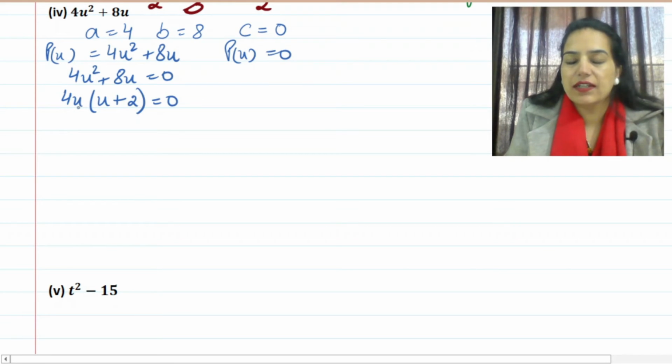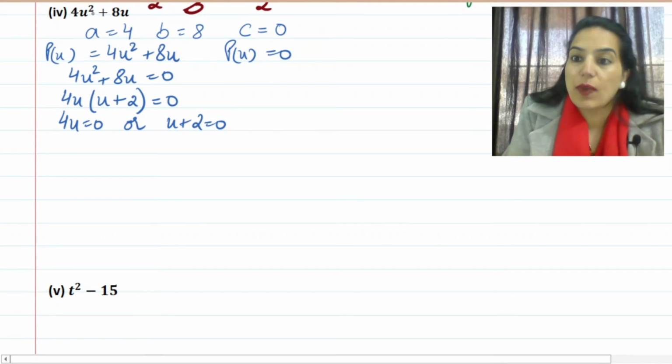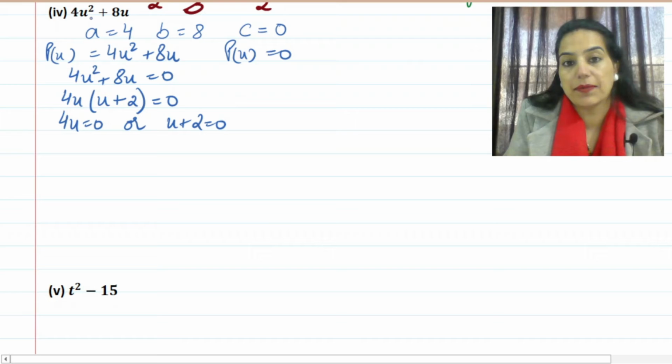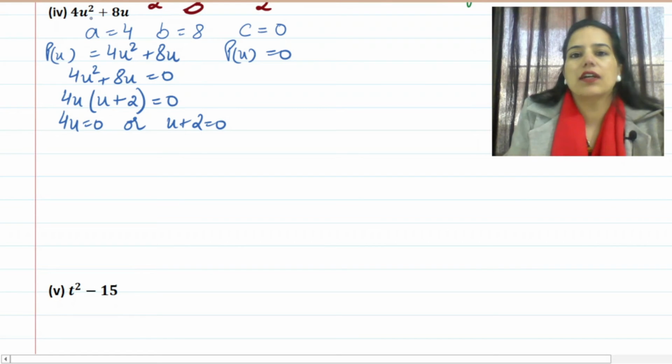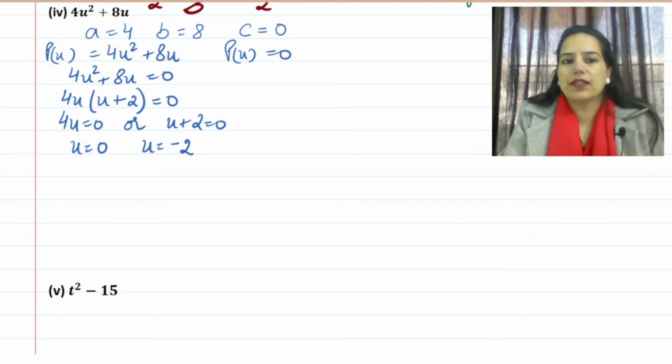Now never send a variable term to the 0. That means 4u is 0 or u plus 2 is 0. So we got the 2 as it is when there is a square in the quadratic polynomial. It is a square. That means there are 2 zeros. So u is 0 or u is minus 2. So I've got the 2 zeros, 0 and minus 2.